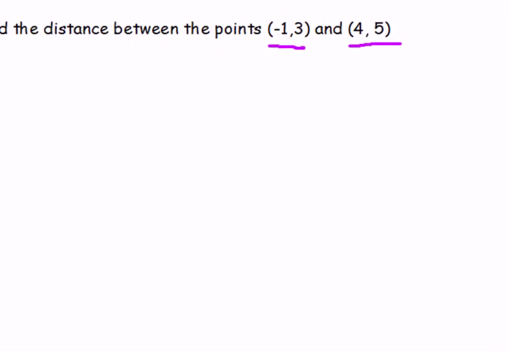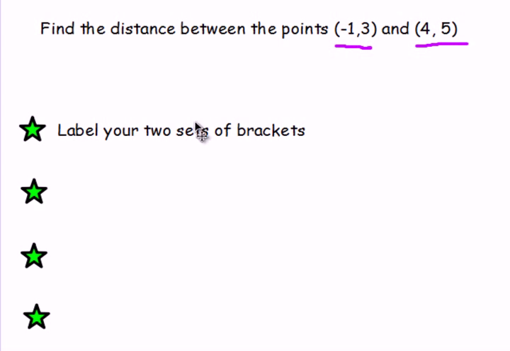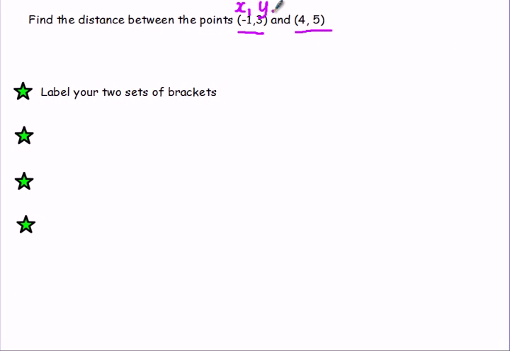Whenever you're doing this, the first thing you're going to do is label your two sets of brackets. So I'm going to say, all right, this is going to be my x1 and my y1, which is the x and the y from the first bracket. This is going to be my x2, y2. It doesn't really matter which way you go, so long as both points in the first bracket are your 1s and both points in your second bracket are your 2s. Okay, so that's the first step.